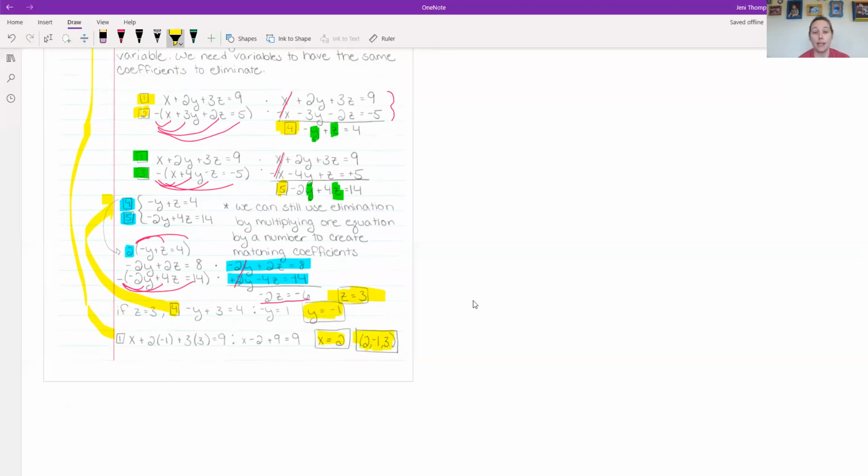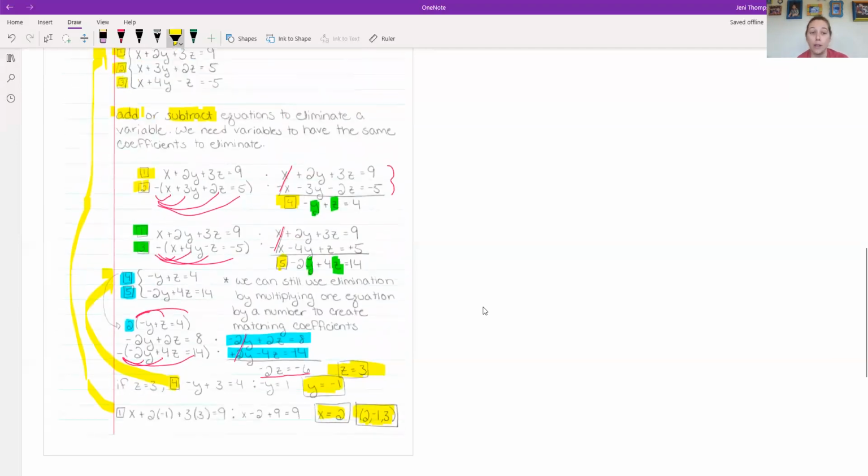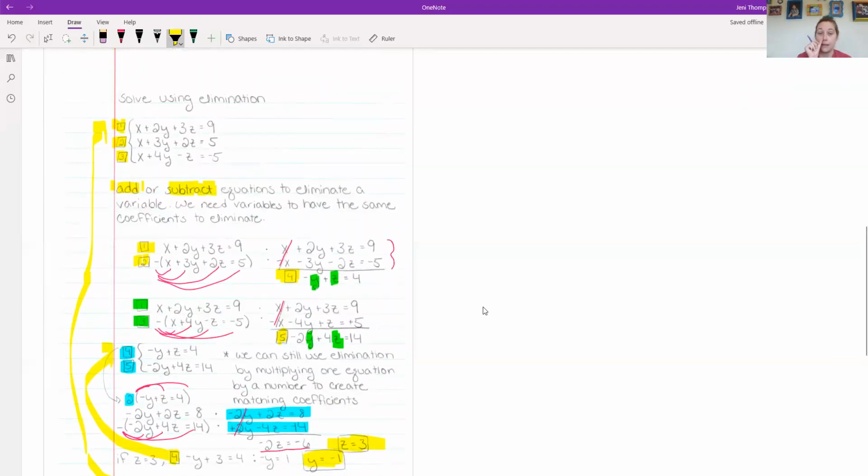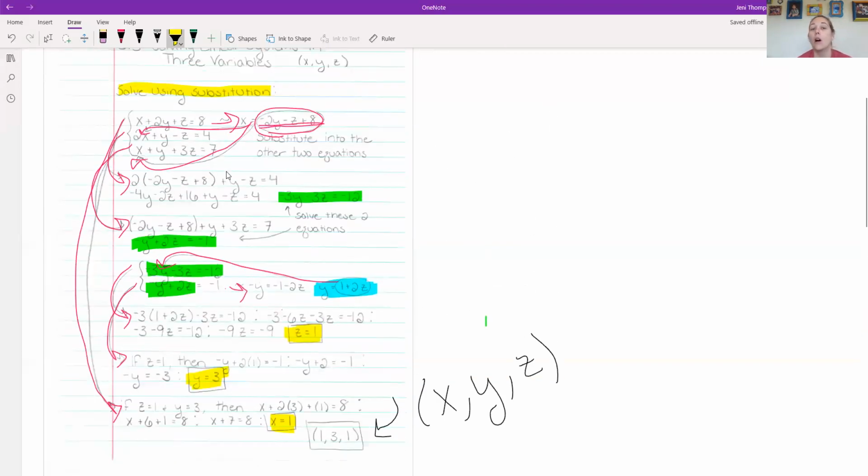This is kind of a lot. If you don't want to do elimination, if you don't really remember that from doing system of equations, substitution will always work. You can always come back and do substitution.